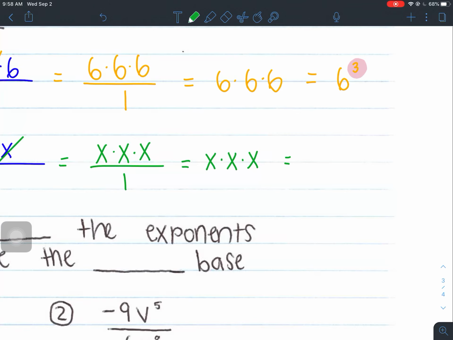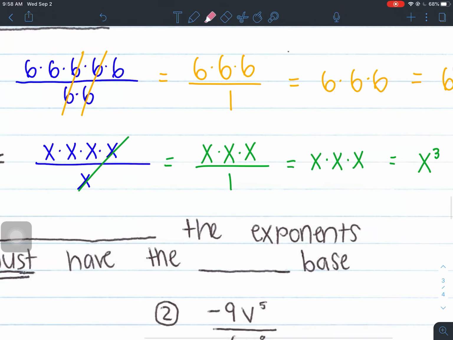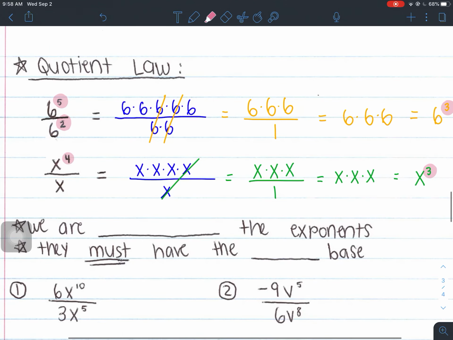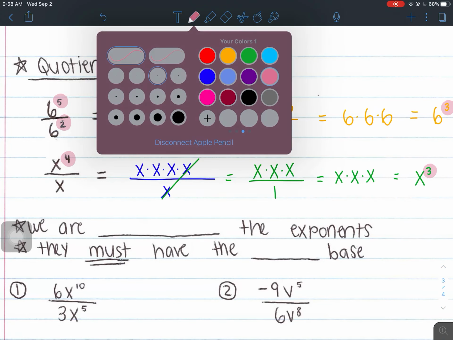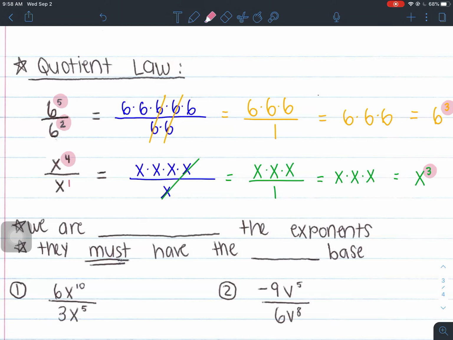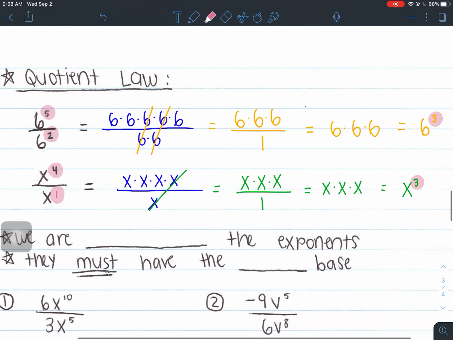So how do I shorten x times x times x? Well, this would be x cubed. So then you can look: how did I go from the beginning exponents? What is the exponent on this x down here? It's a 1. So we have 4 and a 1, and then we end with 3. How did we do that? We subtracted. 4 minus 1 is 3. 5 minus 2 is 3. That's how we ended up with those 3's in the end.